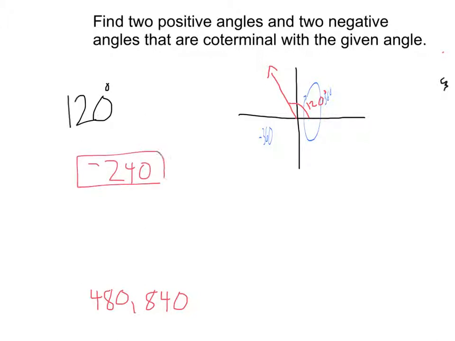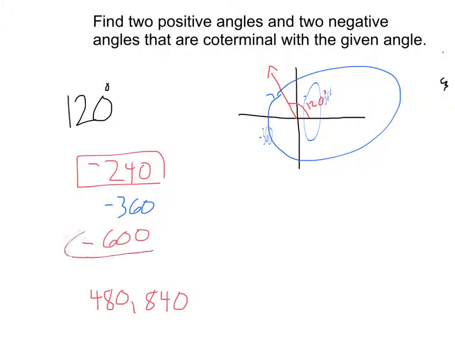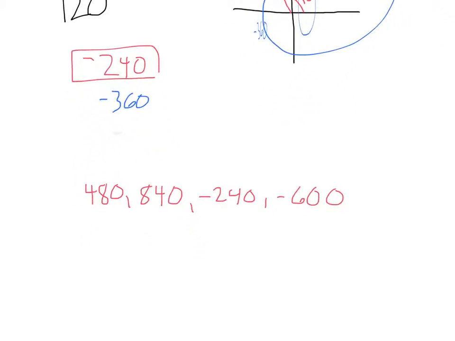I can do the same process, go around one more time. That's going to subtract another 360, leaving me with negative 600. So we found our two positive coterminal angles and our two negative coterminal angles. And all of these, even though they're different degree measures, all lie on the same spot on the circle.